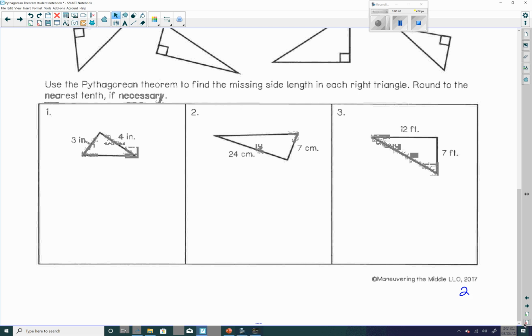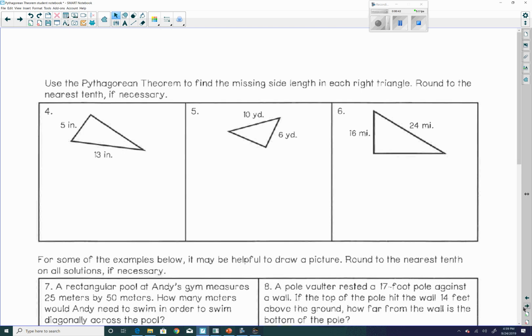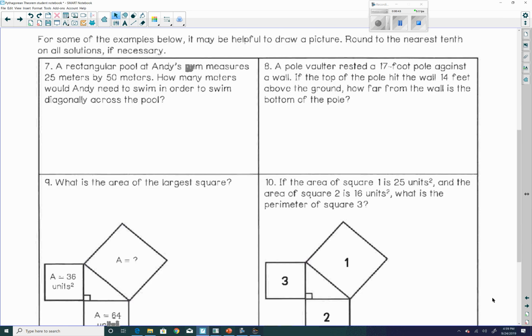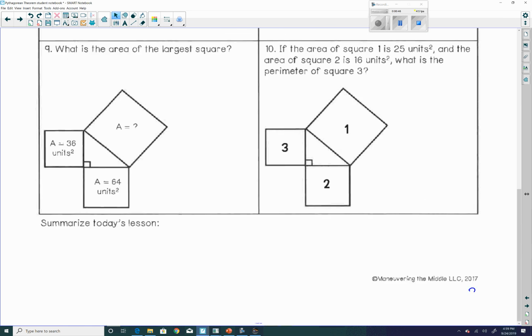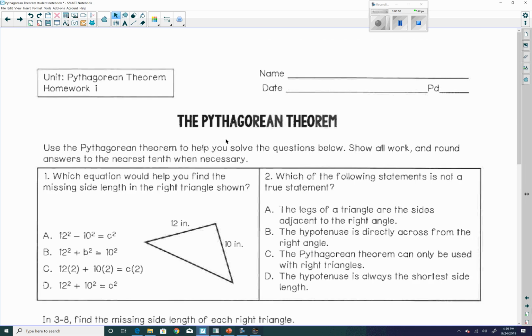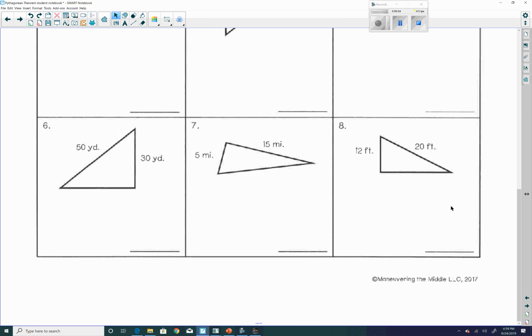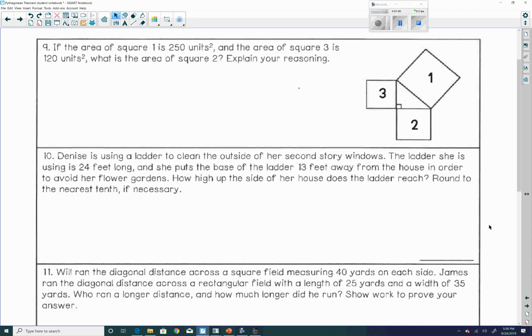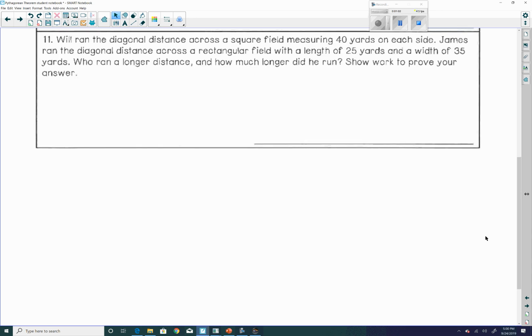If you wouldn't mind, pause the video right now and add page numbers to the bottom of each page. So this is going to be page 3, and the one that says Pythagorean Theorem Homework at the top is going to be page 4. You can go ahead and pause the video and keep adding page numbers to the bottom of the page, just so when I refer to a page number, you know what I'm talking about.